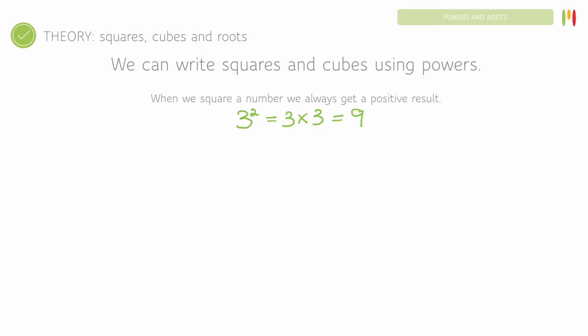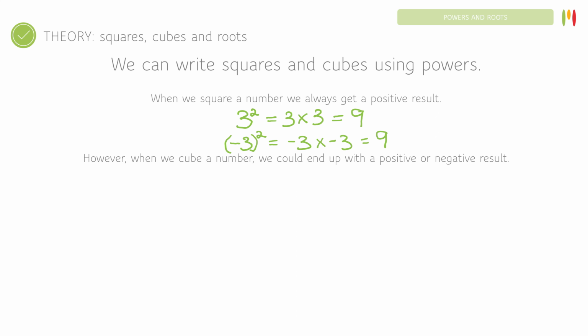Also, minus 3 squared is the same as minus 3 times minus 3, which is also equivalent to 9. However, when we cube a number, we could end up with either a positive or negative result. So 3 cubed is equivalent to 3 times 3 times 3, which is equal to 27.